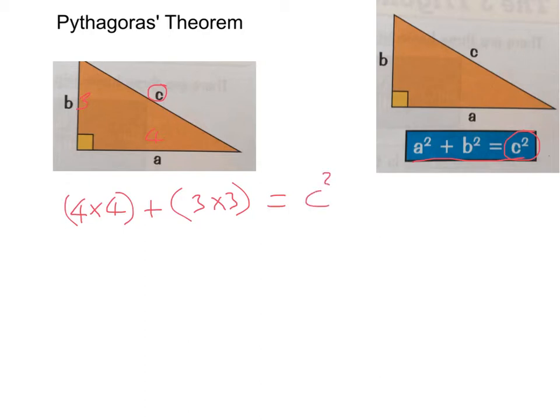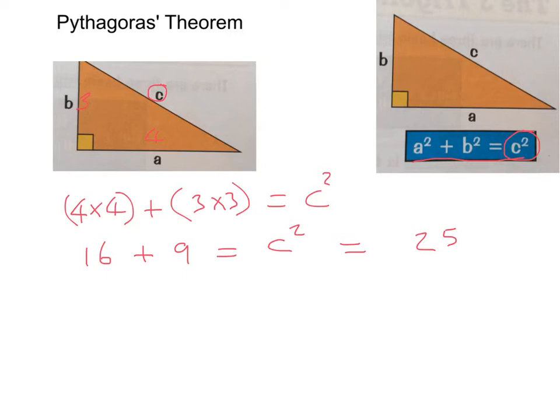So we've got 16 plus 9 equals C squared. Bear in mind and notice that it's still a C squared term, so this isn't the final answer. We have to do something else to it. So we then add it up, which is C squared equals 25. And then we're still in a situation where it's squared, so that needs to be dealt with next. That's the last thing that you do.